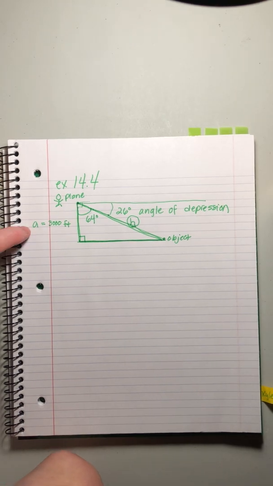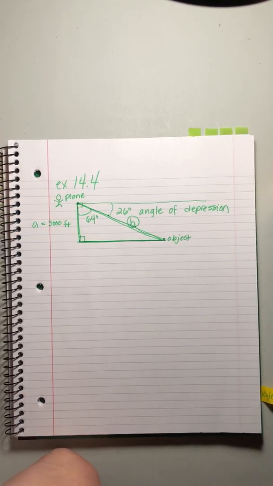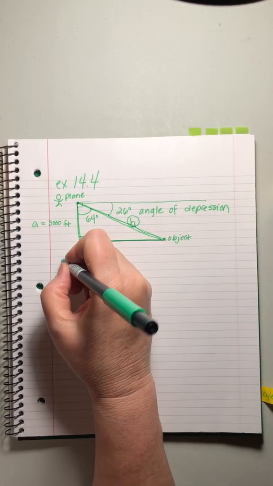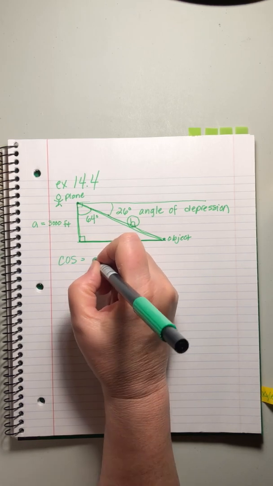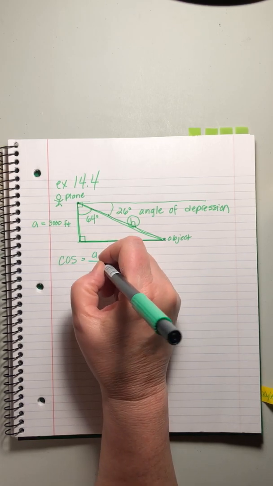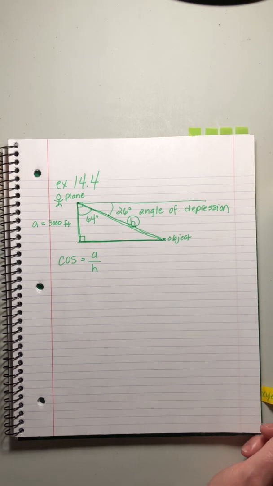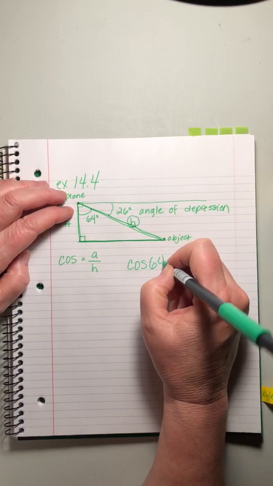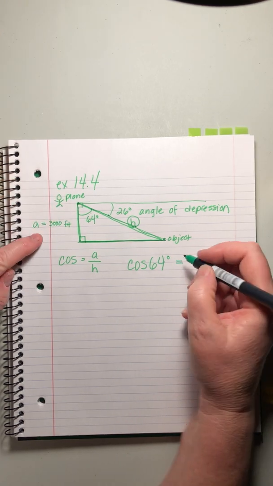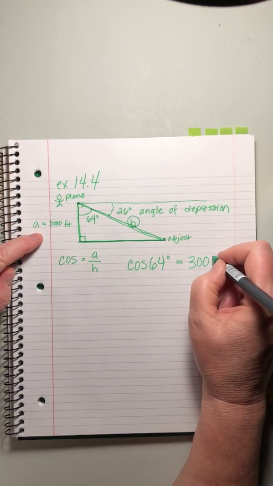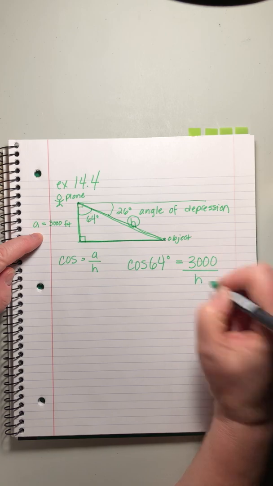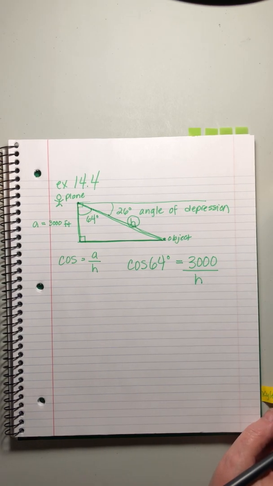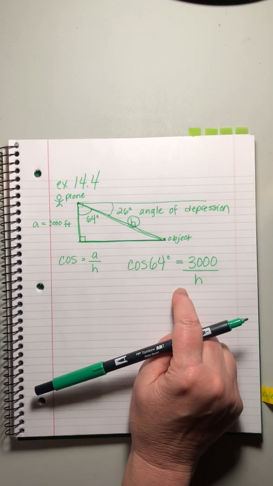So Oscar had a hold. So this is cosine, right? Cosine is the function that relates A to H. So we can say the cosine of 64 degrees is equal to the adjacent over the hypotenuse. Okay, so that's how we set it up.